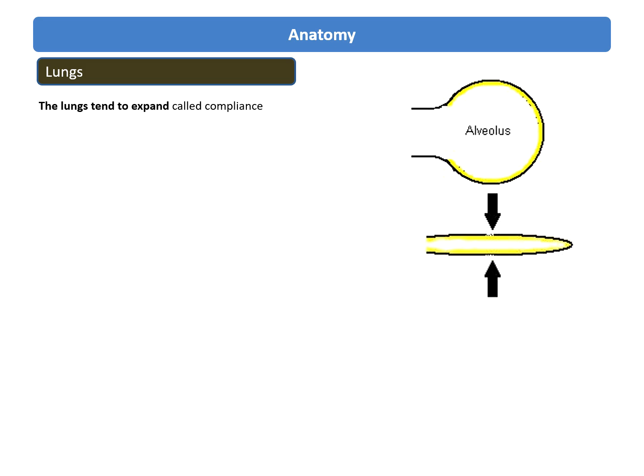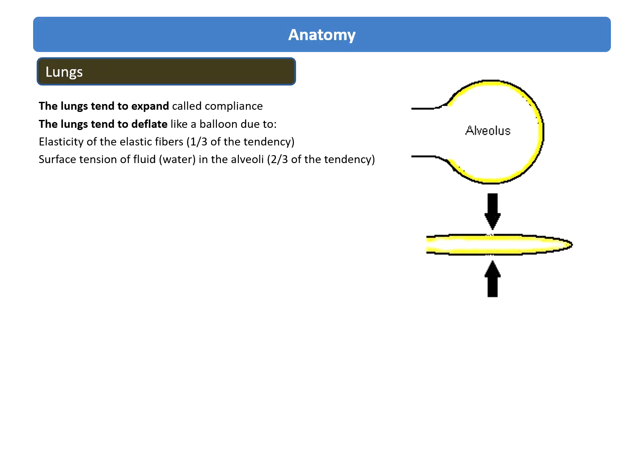The lungs have a tendency to expand. This is called compliance. And they have a tendency to deflate, like an empty balloon. This is due to elasticity of the elastic fibers, which contributes about 1/3 of the function of deflation.